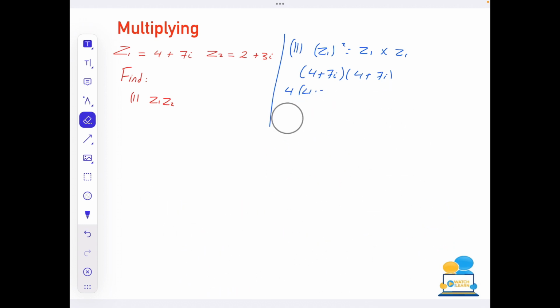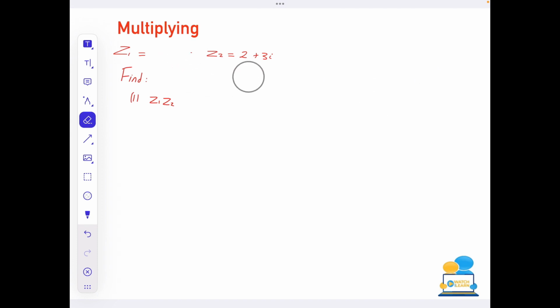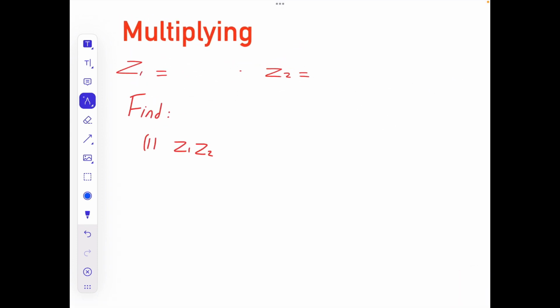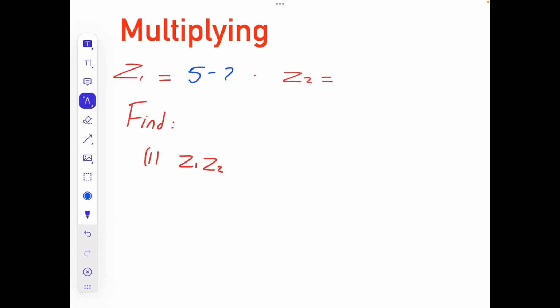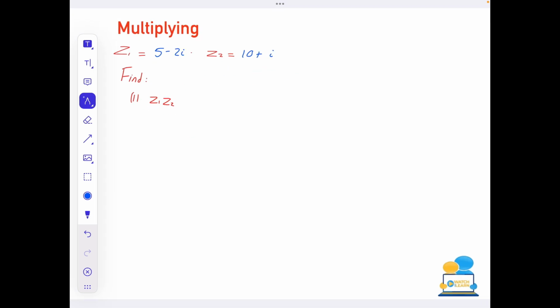Okay, so I'm going to get rid of all of this. And all I'm going to ask you to do, I'm going to make up two new complex numbers. So I'm going to say 5 minus 2i and 10 plus i. What I want you to do is find z1 multiplied by z2. So pause the video while you're doing that, and when you're finished, click resume, and I'll go through the solution.